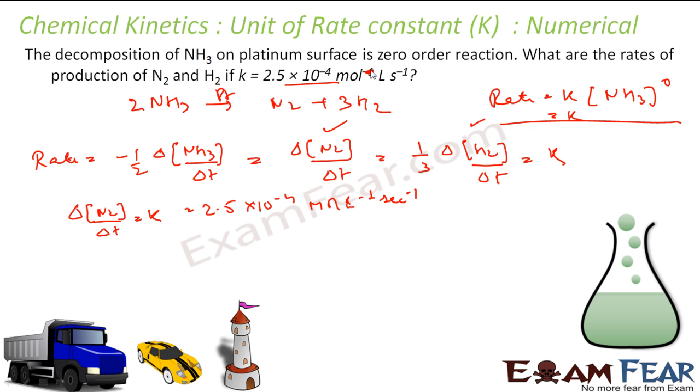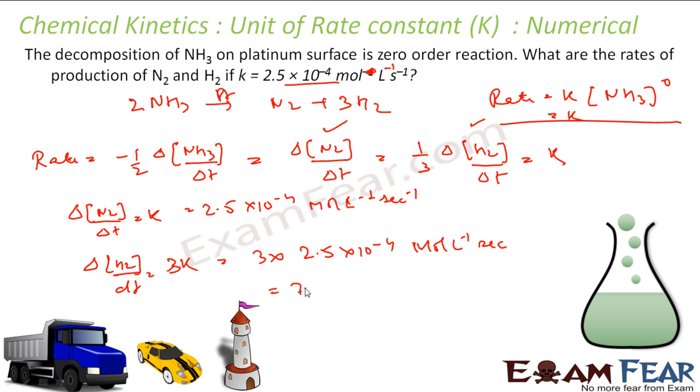There's something wrong in this question here. It's moles per liter per second. Right? Similarly, if you want to find the rate of production of H2, that will become 3K. Right? 3K. And that is nothing but 3 into 2.5 into 10 to the power minus 4 moles per liter per second. And that is nothing but 7.5 into 10 to the power minus 4 moles per liter per second.